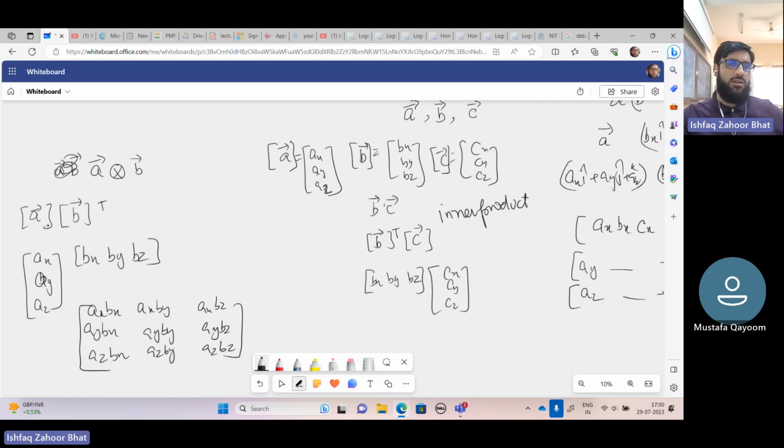So this is the outer product of two vectors. You can see that if you take the inner product of A and B, you get just a number, which is a scalar.